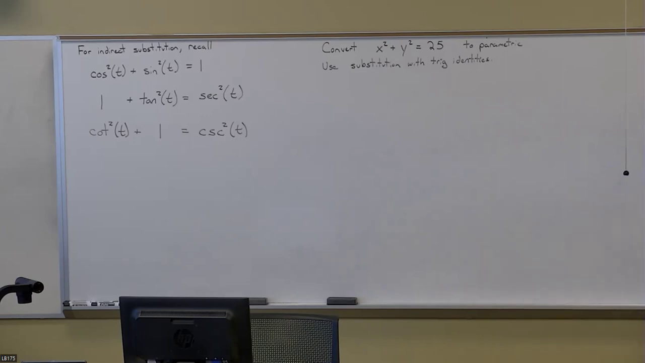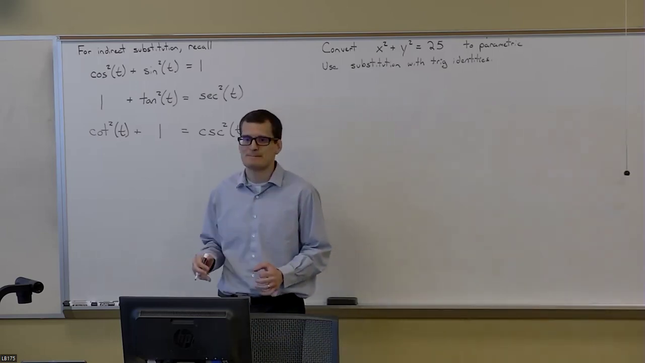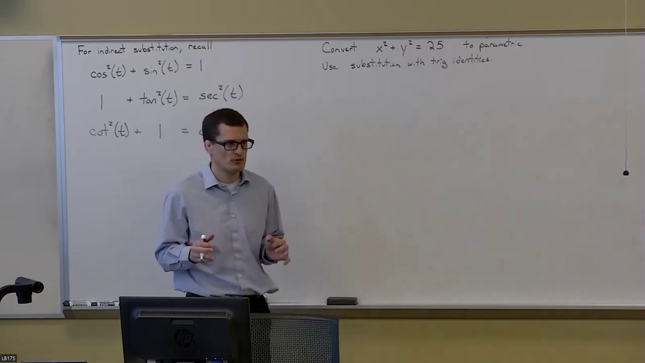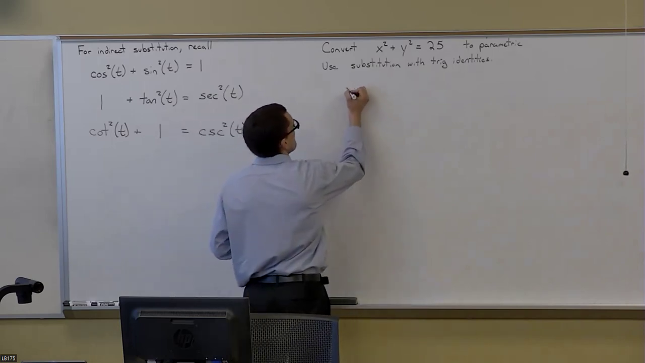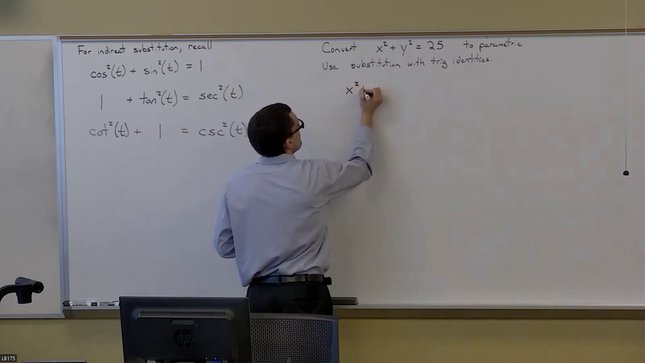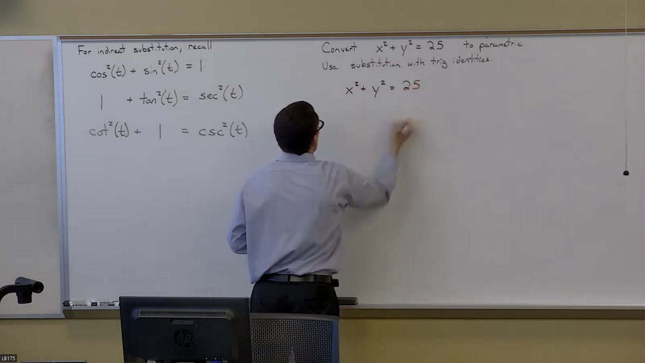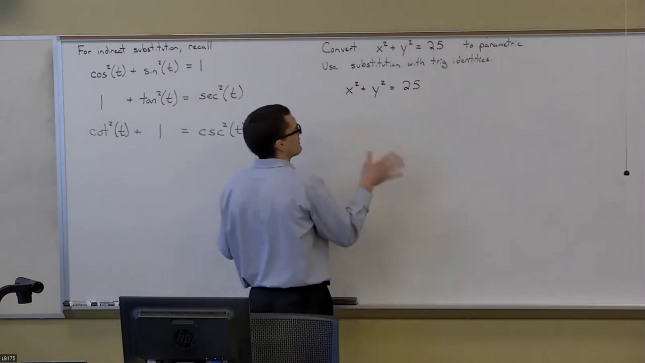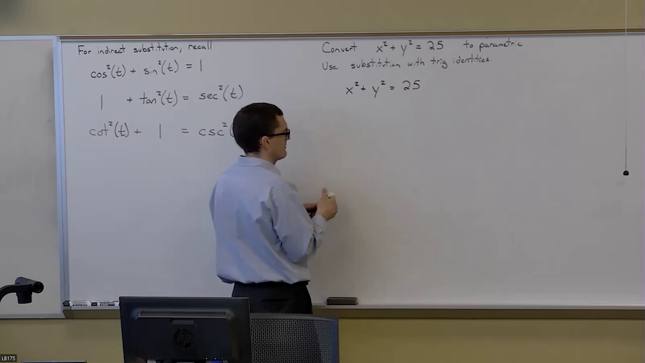Now, there's a couple of different ways you can see this. I'll do this both ways. So one way you can see this is you can take my equation and divide everything by 25. Divide both sides by 25.